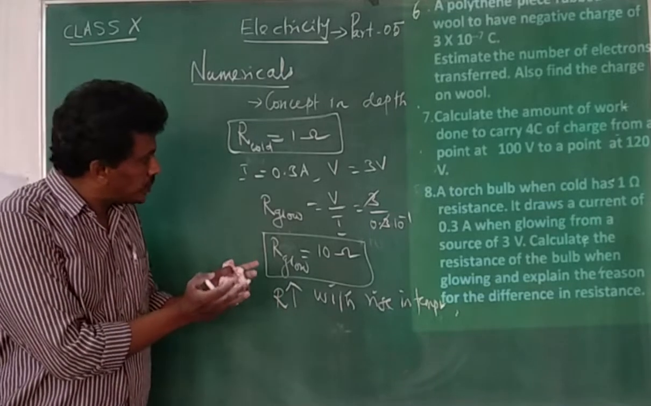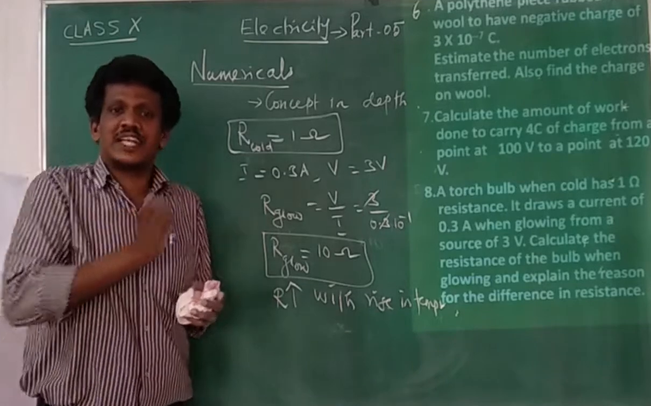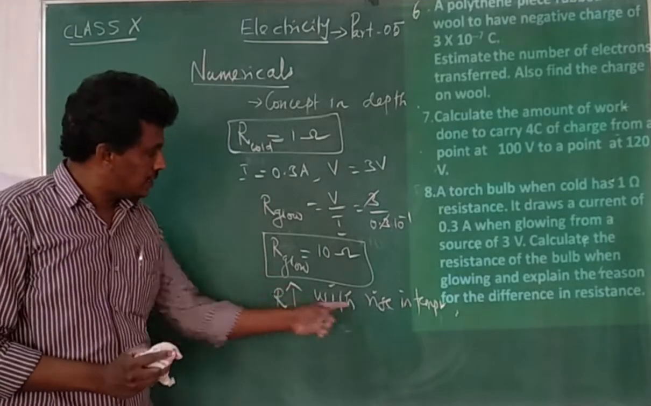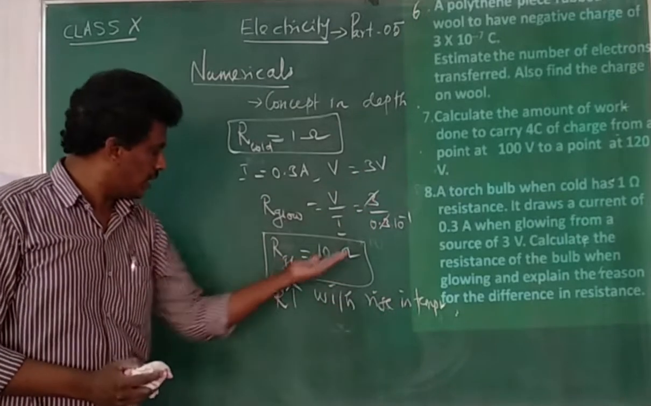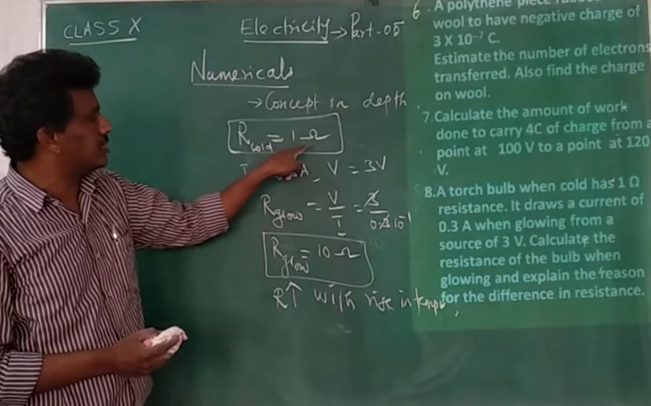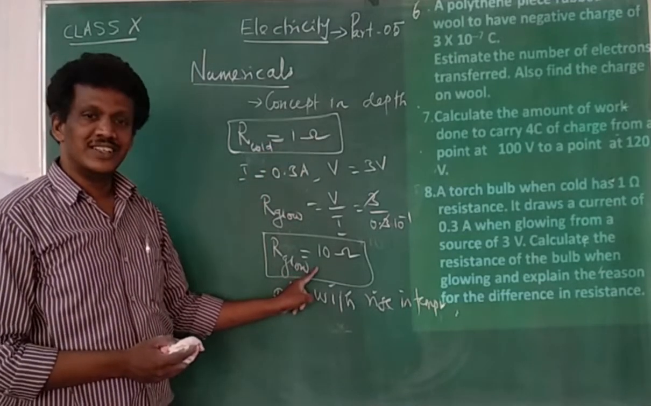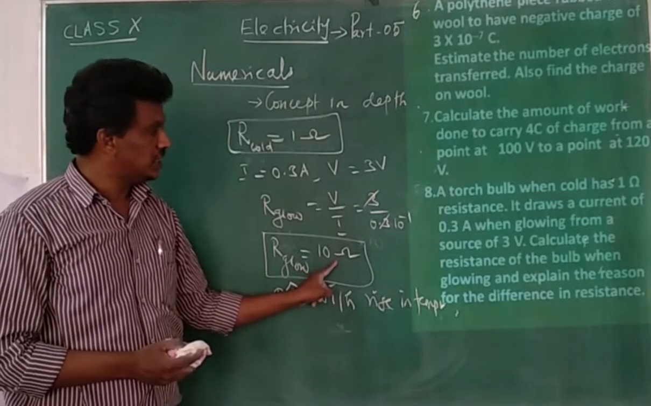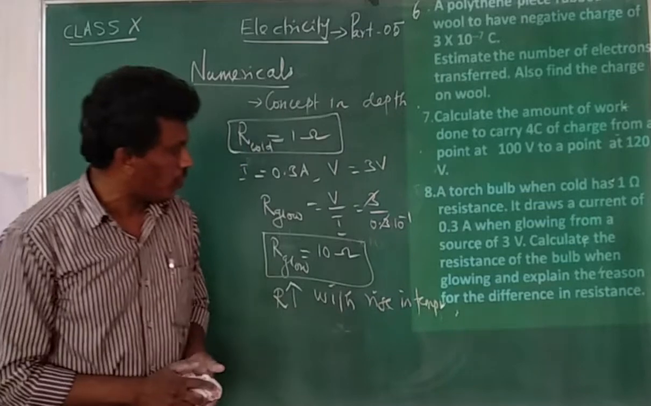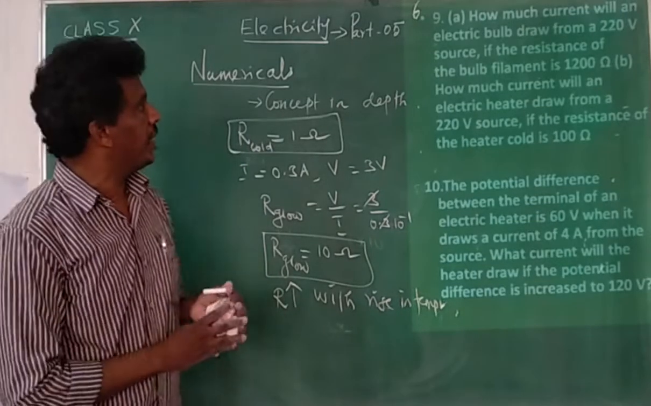So once the bulb starts glowing, what is happening? Heating effect. So due to heating effect, what happens? Temperature increases. As the temperature increases, resistance increases. That's why when it is off, the resistance is 1 ohm only. But when it is on, the resistance how much? 10 ohm. It is a very interesting concept here. Explain the reason for the difference in temperature. What do you say? Heating effect.